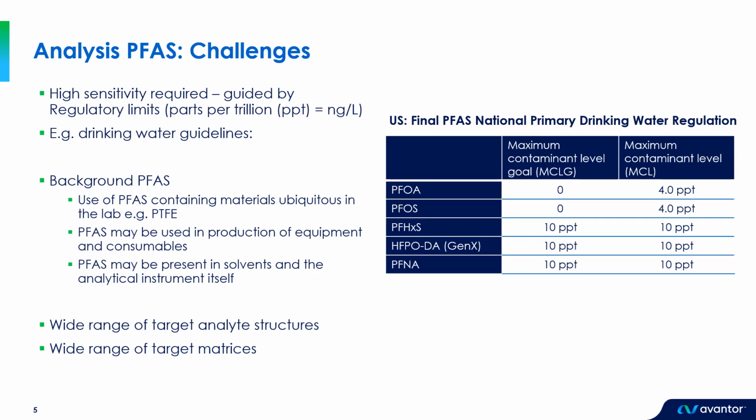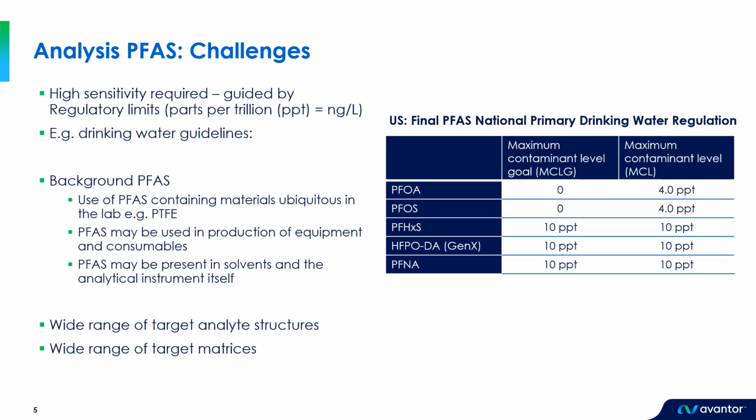Additionally, PFAS may be used in the production of equipment and consumables, for example lubricants and various release agents that may be used for processes such as injection molding or extrusion, which could potentially contain PFAS. And finally, PFAS may also be present in the solvents that we use for our analysis, and indeed the analytical instrument itself. So clearly this is quite a substantial issue, and we're going to touch on this a bit today and delve into it in more detail in part 3.